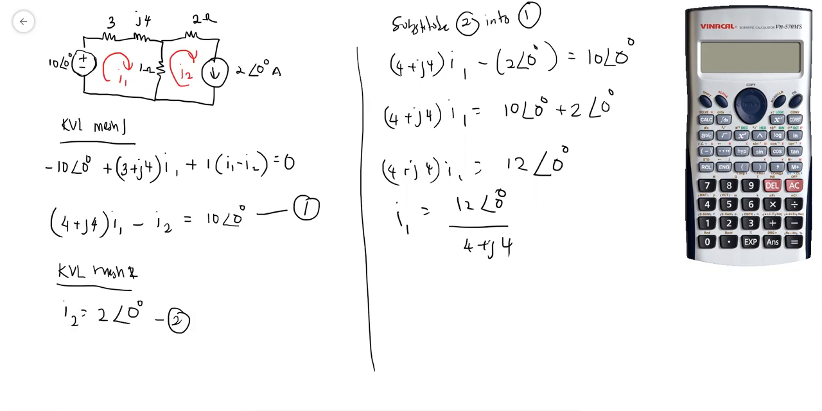So 12 over 4 plus J4. You can use your calculator, make sure that it is in complex mode. If the angle is 0, I think no need to insert the angle, because if you convert into rectangular or phasor, it still gives you only the number, no imaginary part. Then you need to open the bracket, 4 plus 4i, close the bracket. So this will give you the rectangular form. Because we always prefer current in polar form, this will give you the polar form 2.12 with an angle of negative 45. Okay, so I1 is 2.12 and I2 is 2 angle 0.